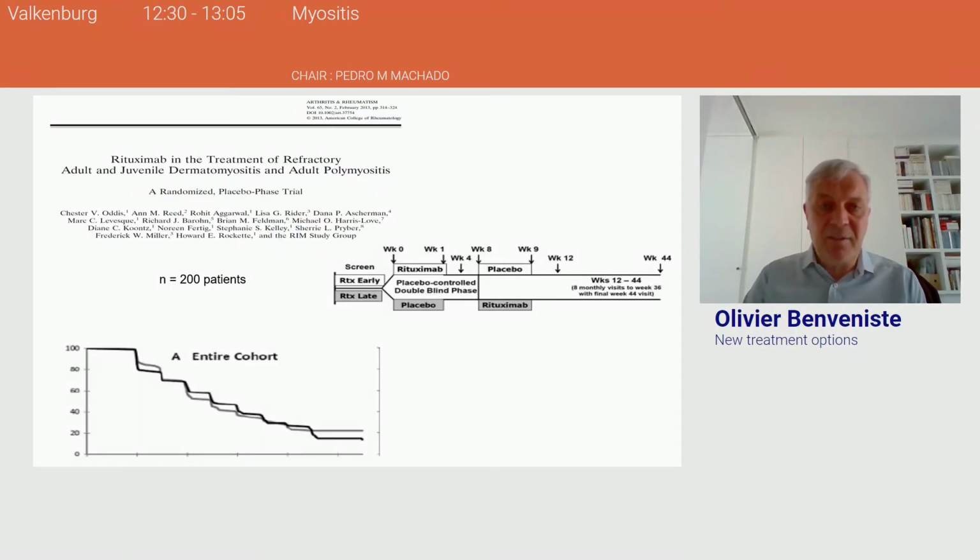In 2013 came this very important trial on 200 myositis patients, refractory to conventional treatment, meaning corticosteroids plus methotrexate. But it was also difficult to draw any definite conclusion because of the design of this trial, since there are only two arms, one with the conventional treatment plus rituximab, and the second with placebo. But after 2 months, then the rituximab was added.